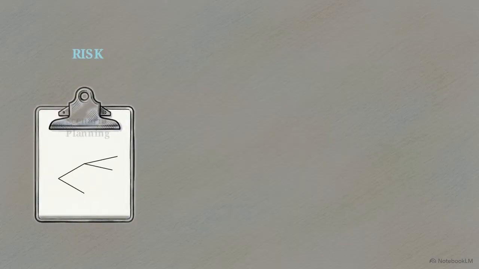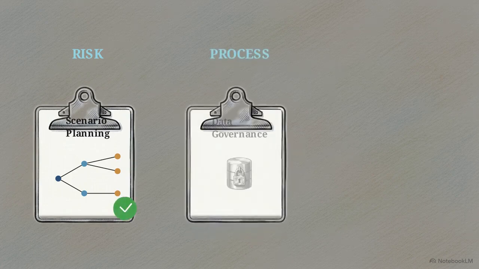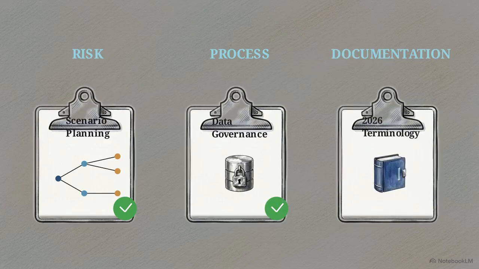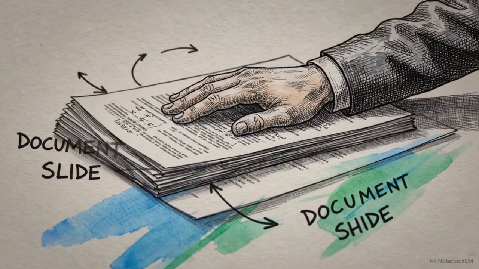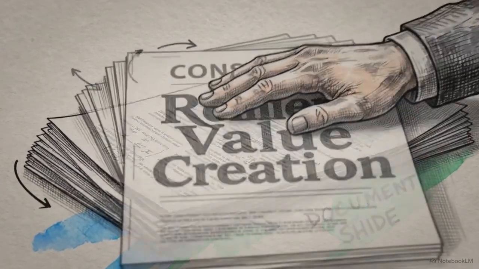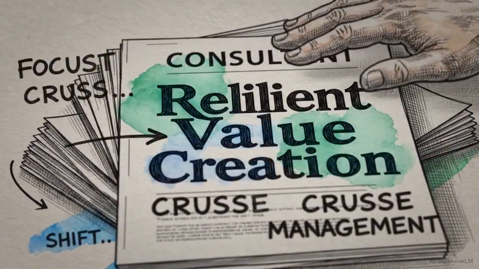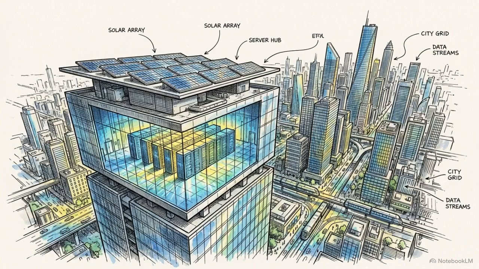Practitioners should immediately upgrade risk assessments to scenario planning, integrate data governance into process maps, and update quality manuals with 2026 terminology. Your proposals should now use the framework of resilient value creation to fully align with this new interpretive logic. Mastering this vocabulary is the only way to engineer organizations that are resilient and fully equipped for the digital age.